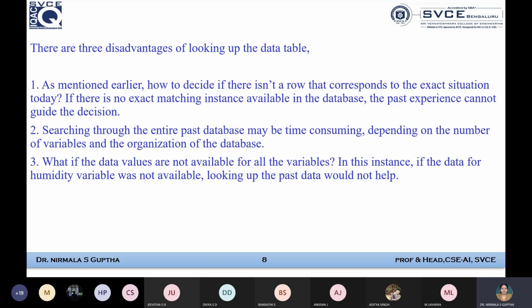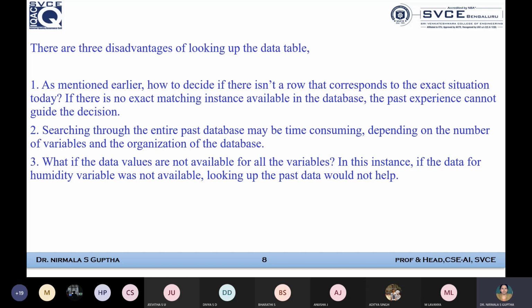So that's why it is one of the disadvantages. If we don't have the data which is correspondingly giving us the exact circumstance of today, then it is very difficult for us to make the decision through the decision tree concept. So this is one of the disadvantages.